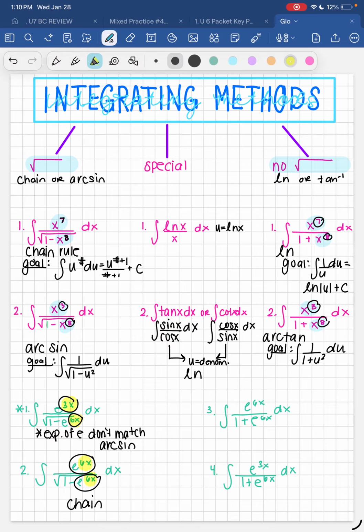Over here, look at the powers again. So no square root, options are either ln or arctan. When the powers are the same, it's going to be ln. When the powers are different, it's going to be arctan. And that should help you guys.